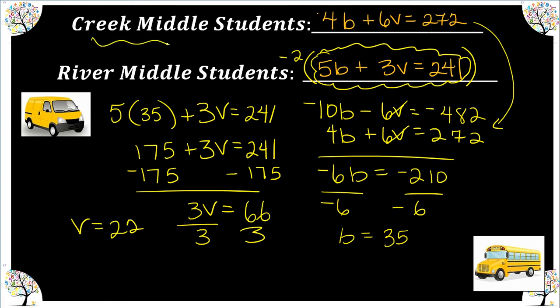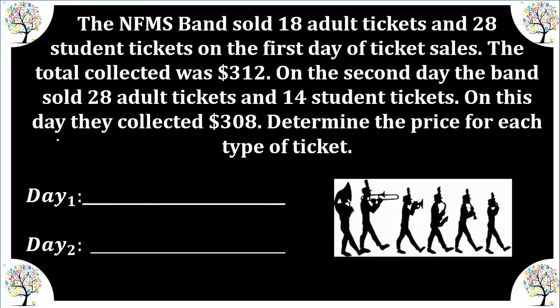So we had an equation for Creek Middle School students and an equation for River Middle students. The NFMS Band sold 18 adult tickets and 28 student tickets on the first day of ticket sales. The total collected was $312. On the second day, the band sold 28 adult tickets and 14 student tickets, where they collected $308. We are asked to write a system and solve it to see how much it costs per ticket.